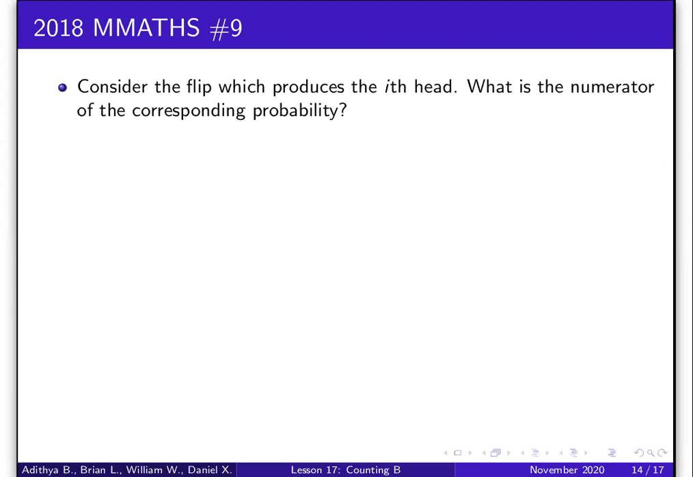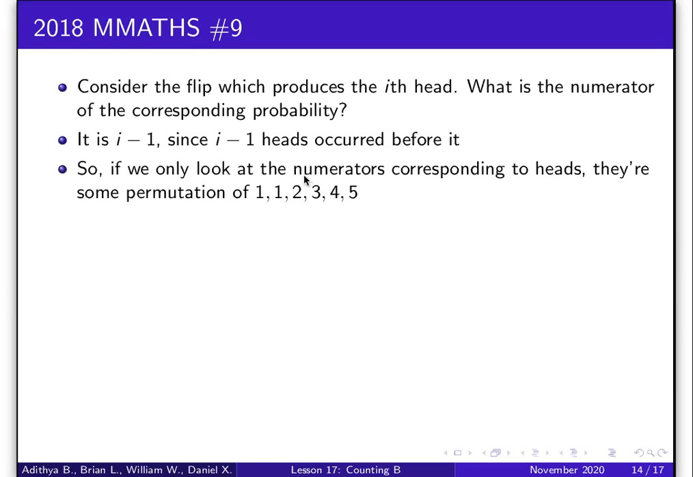So remember that the probability that a coin lands heads is going to be the number of heads which were previously flipped over the number of total coins which are previously flipped. And in this case, since we're considering the flip which produces the ith head, the numerator has to be i minus 1. Yeah, as people have said in the chat. It is i minus 1 since i minus 1 heads occur before it.